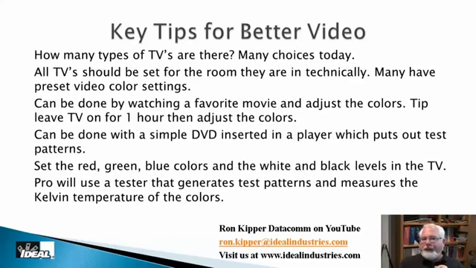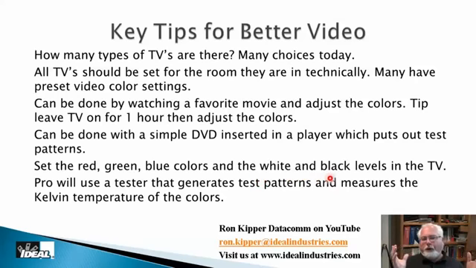Another way of doing this is buy a DVD. That's fairly inexpensive, $20 or less. You can throw it into a DVD player. It'll put test colors and patterns on screen, and they'll give you like a red film to set the red color, and a green to set the green, and a blue film to set the blue color. And those are the primary colors we set in a TV. And actually, the human eye is pretty good at setting colors. And we also set the white and the black levels in a TV.